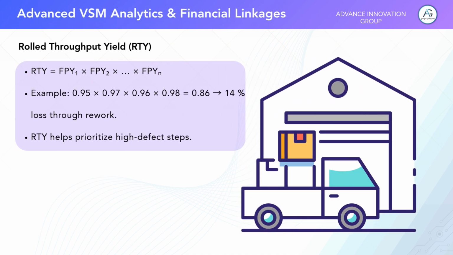Rolled Throughput Yield (RTY) measures the overall process yield by multiplying the first pass yield (FPY) of each step. For example, if four process steps have yields of 0.95, 0.97, 0.96, and 0.98, the RTY becomes 0.86, meaning a 14% loss due to rework or defects. This metric helps identify where quality issues accumulate and highlights high defect steps that need immediate attention for process improvement.